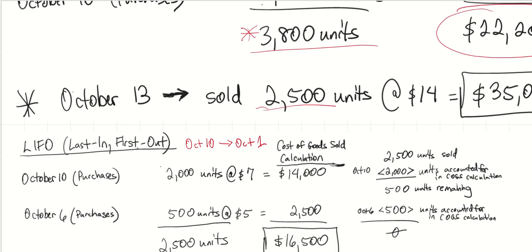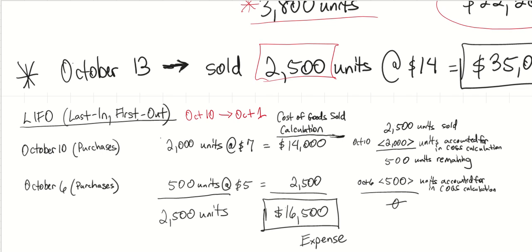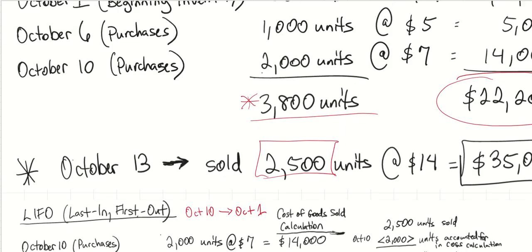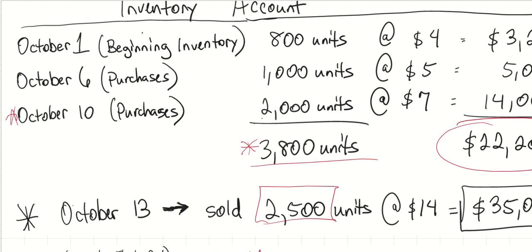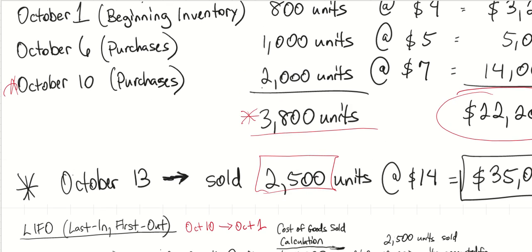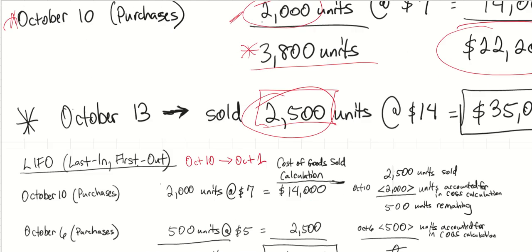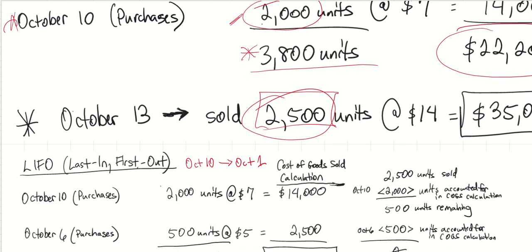So 2,500 units were sold. That means we need to include all 2,500 units in the cost of goods sold calculation. That's the number of units that needs to be recorded as an expense. All right. Under the LIFO method, we're going to start with October 10th. On October 10th, we see that we have 2,000 units, right? We need to include 2,500 units. So we're going to take all 2,000 units and include them in the cost of goods sold calculation.